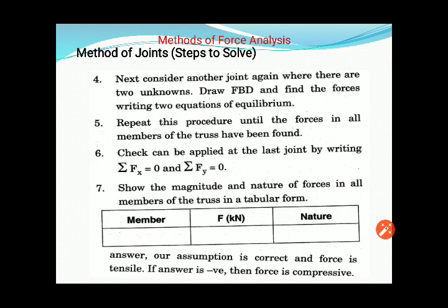Fourth step, next, consider another joint again where there are two unknowns. Draw the free body diagram and find the forces by writing equations of equilibrium. Repeat the procedure until the forces in all the members of the truss have been found. Sixth, a check can be applied at the last joint by writing summation Fx, summation Fy equals 0. Show the magnitude and nature of all the forces in the members of a truss in tabular form. Member, so member AB, force, whatever force in it is, nature, that may be compressive or tensile.